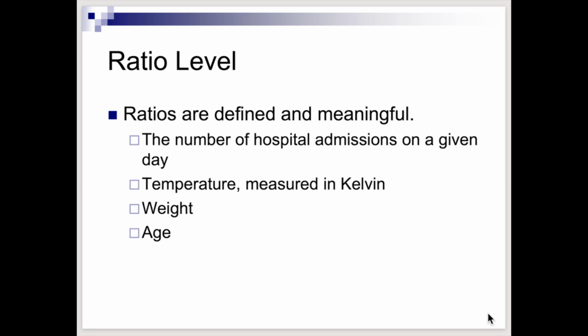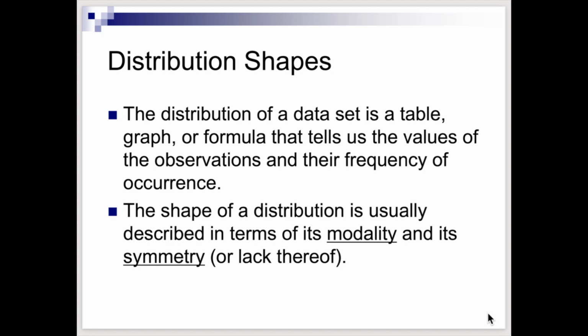So we can characterize data in terms of its type. We can characterize data in terms of its level. And finally, we can also characterize data according to the shape of its distribution. Now, the distribution of a data set is a table, a graph, or a formula that tells us the values of the observations and their frequency of occurrence. So that is what we mean by a distribution of a data set.